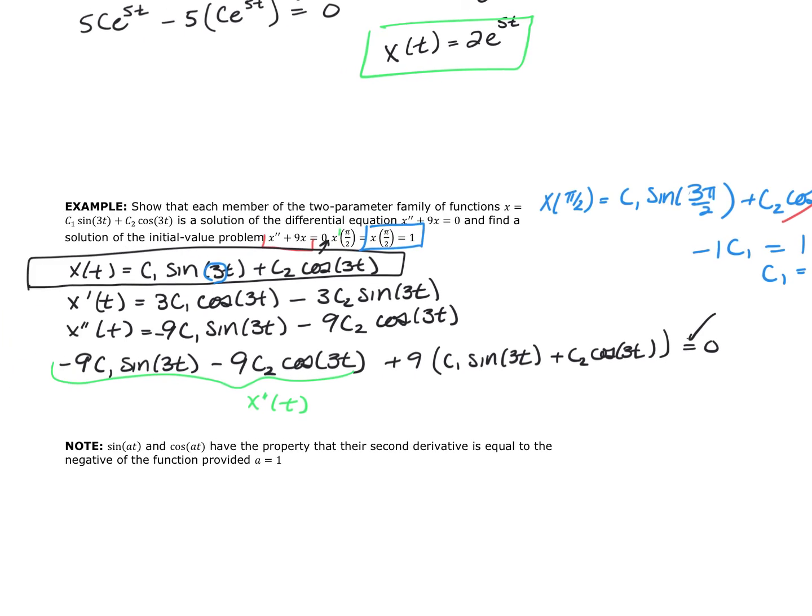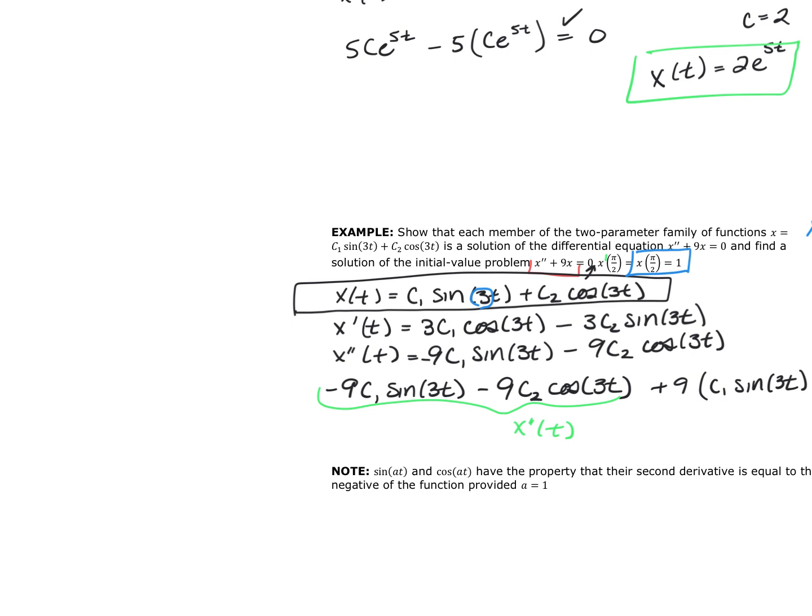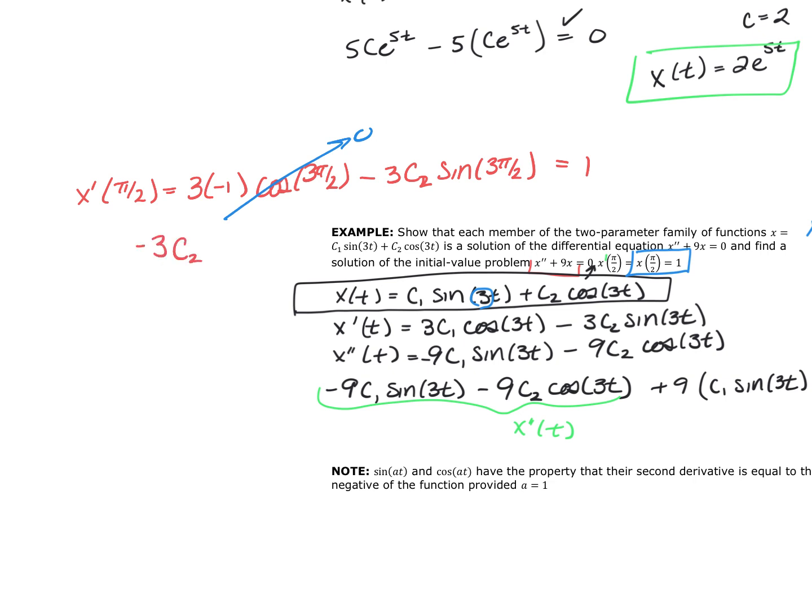So my second initial value is x prime of pi over 2 also equals 1. So x prime of pi over 2 is equal to, I'm going to put that into my first derivative, 3 times my c sub 1 happens to be negative 1, the cosine of 3 pi over 2, minus 3 c sub 2 the sine of 3 pi over 2, and this also equals 1. Well, as before, the cosine term goes to 0. So I have negative 3 c sub 2 times the sine of 3 pi over 2, which is negative 1, is equal to 1. That tells me that c sub 2 is equal to 1/3.